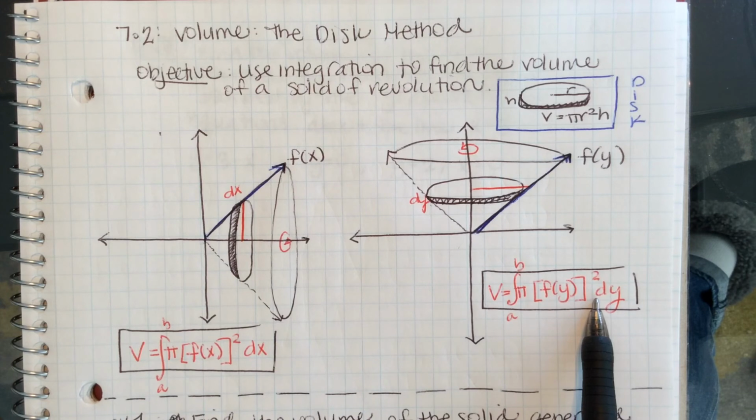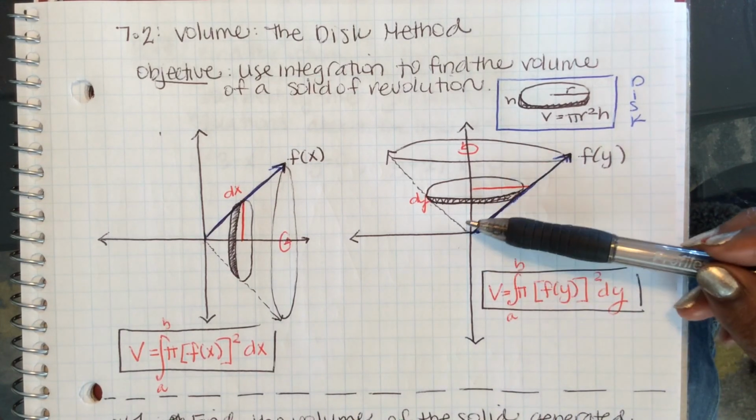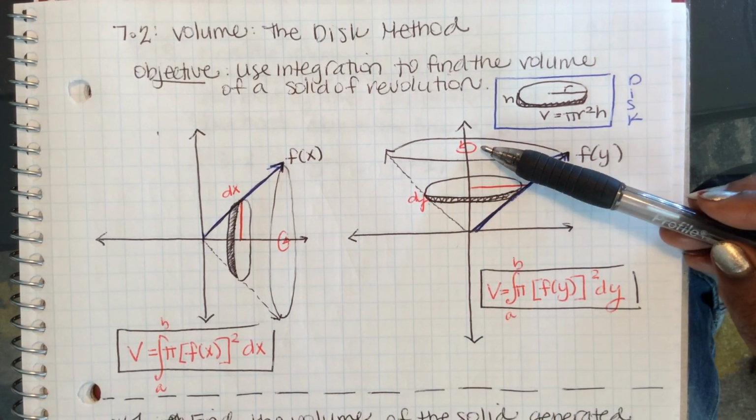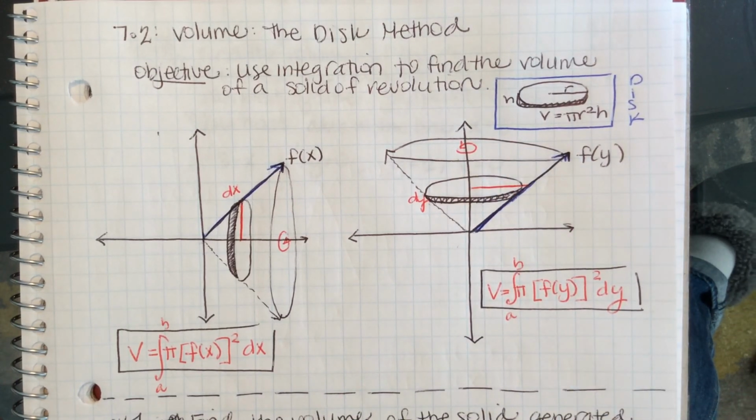So whenever you create a solid by revolving around an axis or line, we can use the disk method and use a Riemann sum of infinitely many disks to find the overall volume.